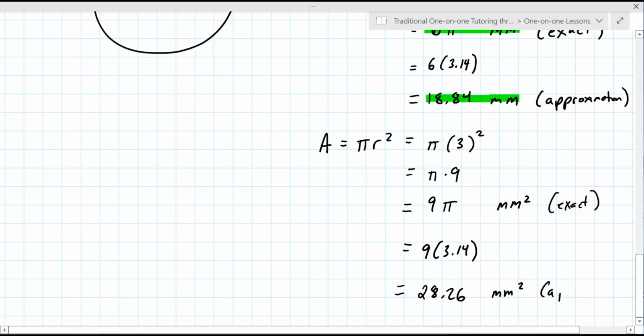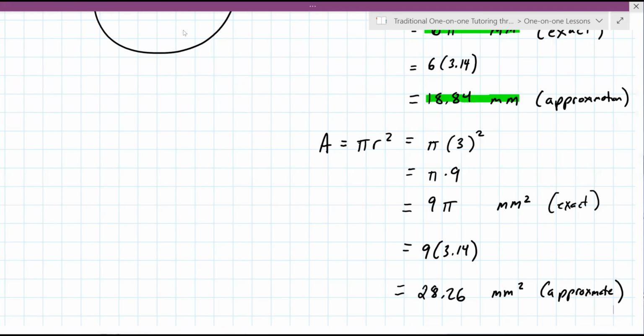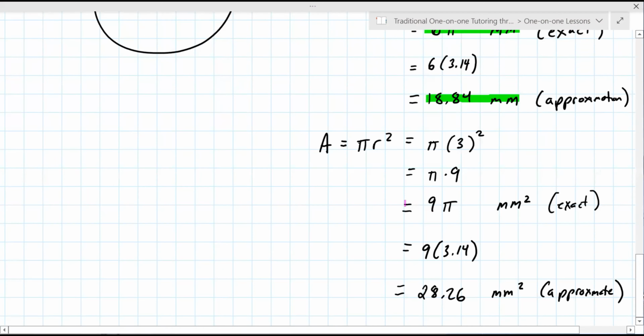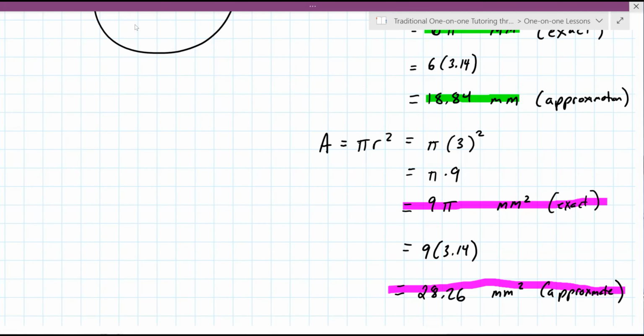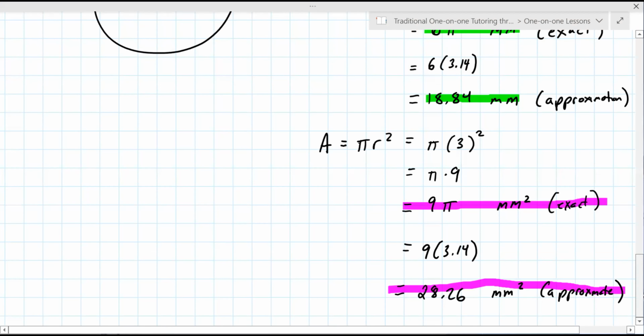And that's an approximation. So there's always two answers: there's always the exact and then the approximate. Do you have this written down? Because we're going to do another problem. Next problem.